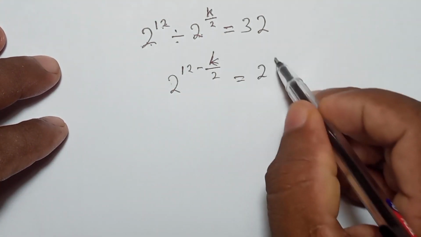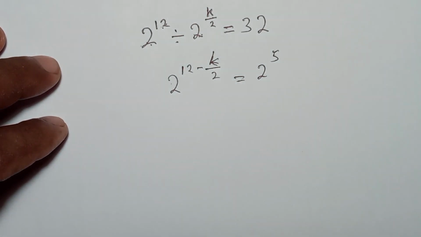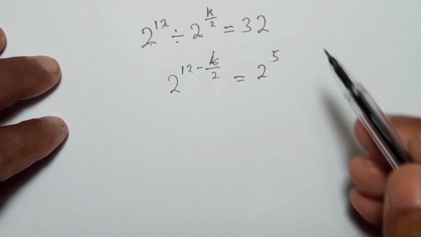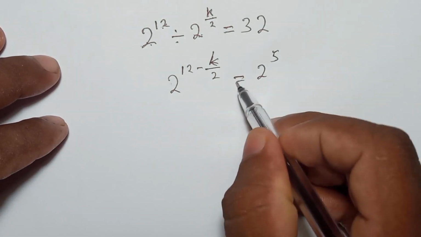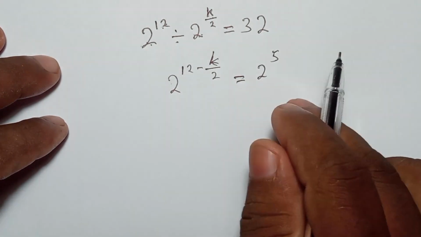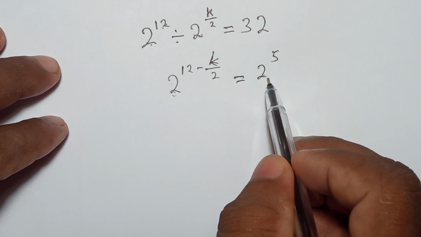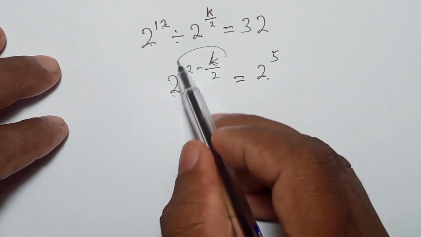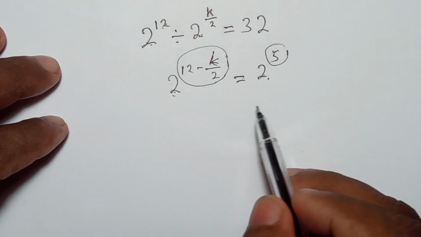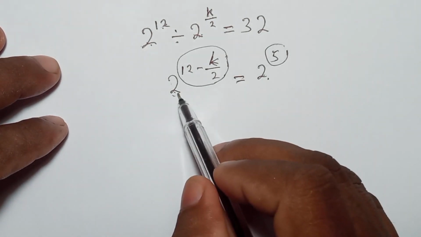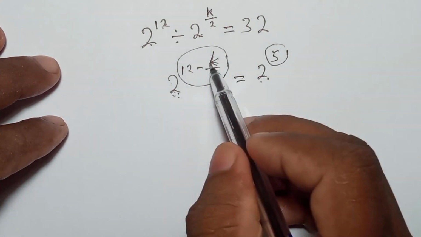32 means 2 to the power 5 actually, right? Because if you multiply 2 by itself 5 times, you will get 32: 2 into 2 into 2 like that. So now in this equation you can see equal, that means this side equals this side, and the base is also the same. To be like that, this index must be equal to this index, otherwise it can't be. This base and this base are the same, so this index must be equal to this index.